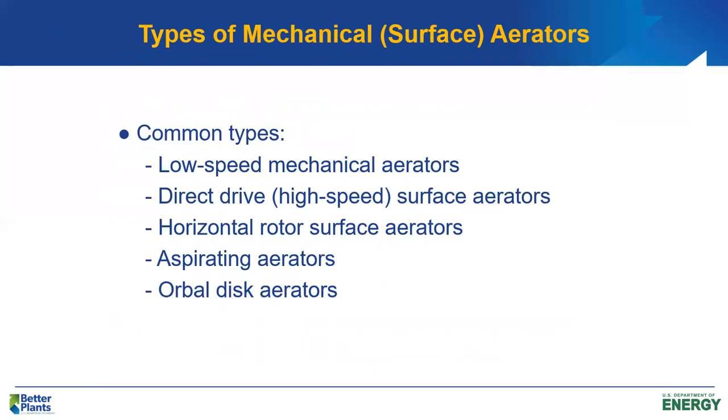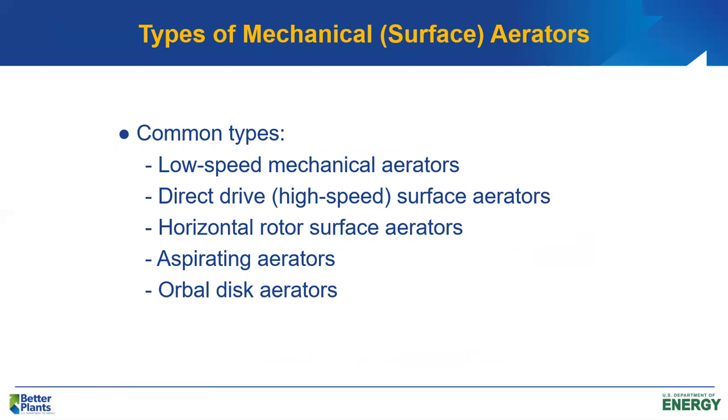Let's talk about mechanical surface aerators, common types. We have low speed mechanical or surface aerators. We have high speed mechanical surface aerators. Brief comment here, low speed mechanical aerators are going to be about 20 to 25% more efficient than high-speed surface aerators. So a low-speed mechanical surface aerator will operate through a gear reducer.